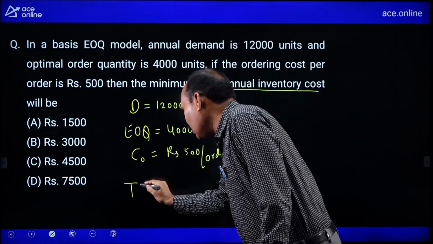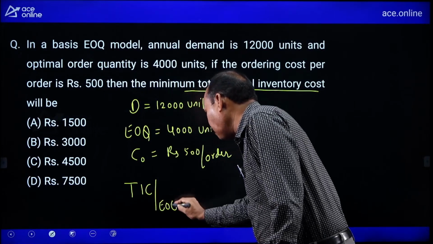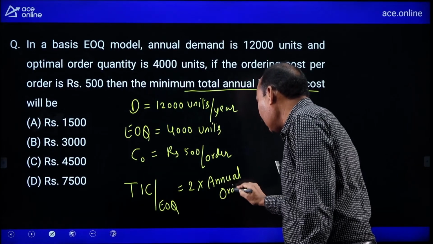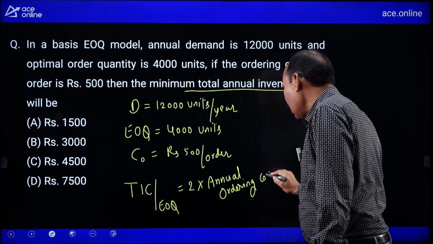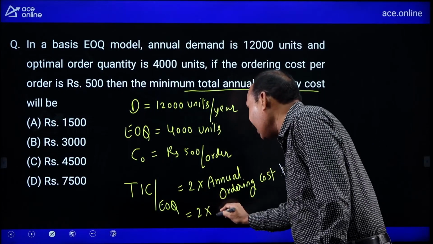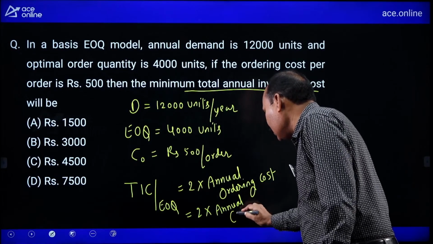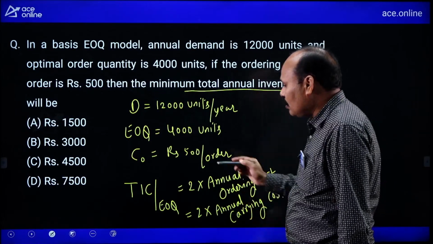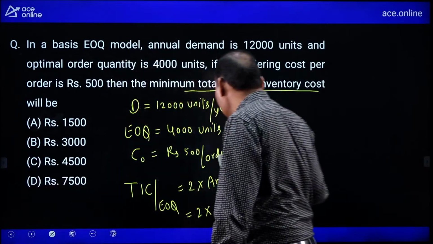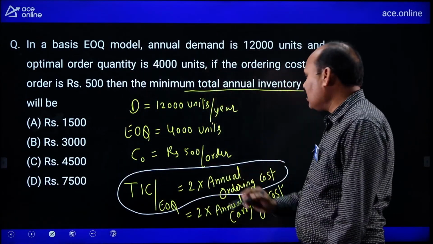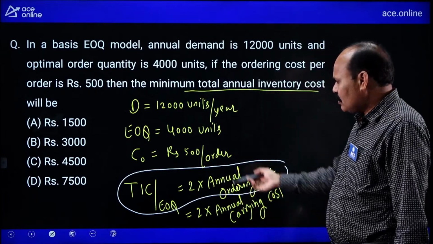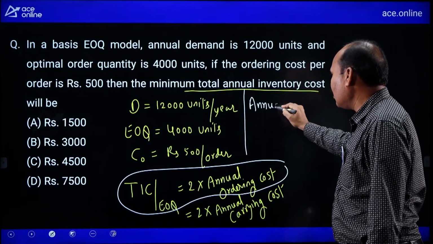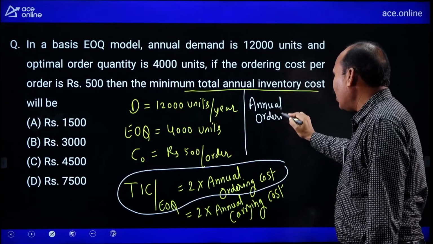So we had a conclusion: total inventory cost at EOQ is equal to 2 times the annual ordering cost, or it is also equal to 2 times the annual carrying cost. So any one of the equations we can use. Right now we have information only regarding ordering, so I can use the first one. Just make use of 2 times the annual ordering cost. Then how do you find the annual ordering cost? One order costs 500.